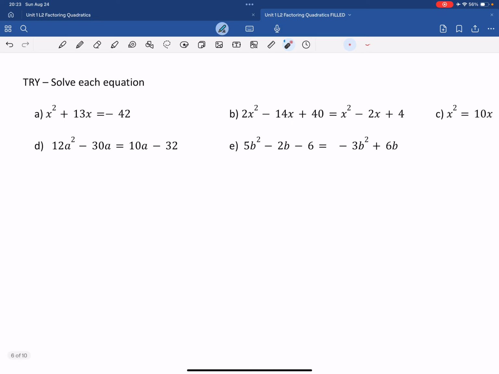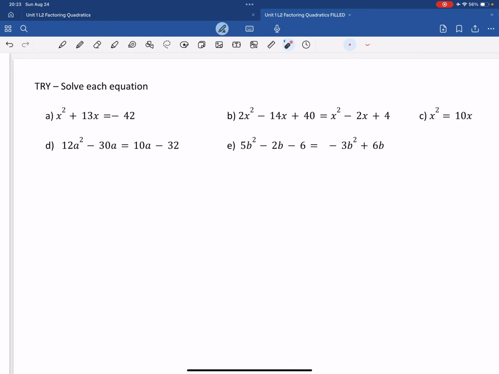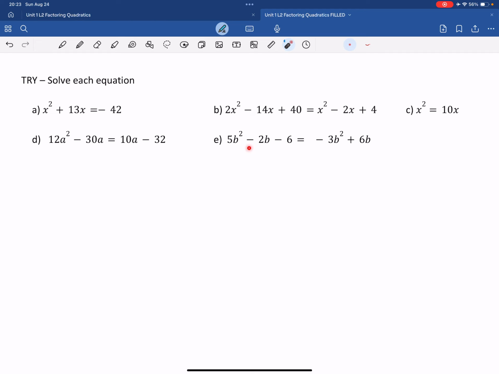Okay. Let's do one. Let's do just E. So remember, we want to set the whole thing equal to 0, then factor, then solve. So for E, we'll have 5b squared minus 3. So I'm going to combine them. I'm going to move the 3 over. So that'll be 8b squared. Take this 6, subtract it from minus 2. That's minus 8b. Minus 6 is equal to 0.